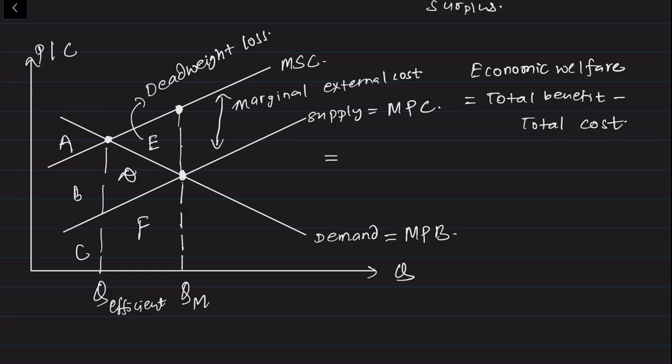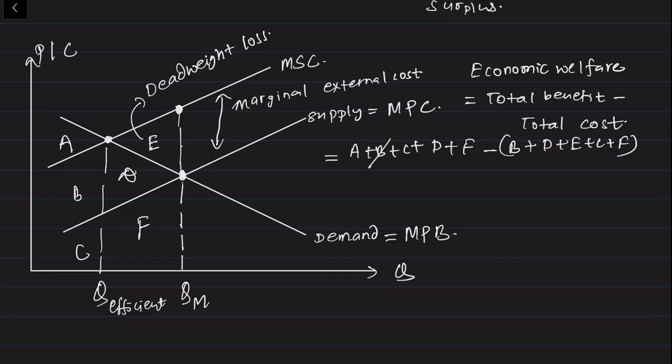All right, and please consider the new supply curve, that is marginal social cost curve. Okay, so the total benefit is the area under the demand curve until the market equilibrium quantity. So this is A plus B plus C plus D plus F, right? What is total cost? So this is area under the marginal social cost until the market equilibrium quantity. So this is B plus D plus E plus C plus F.